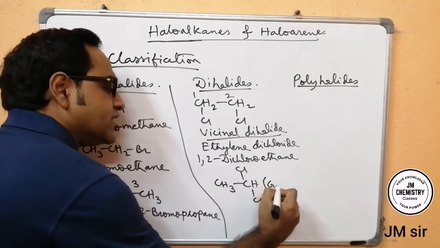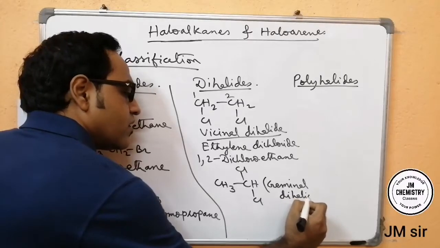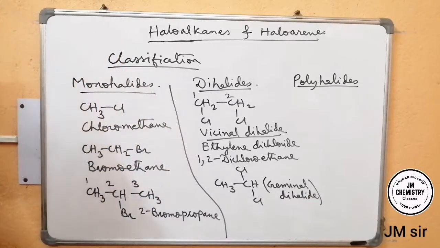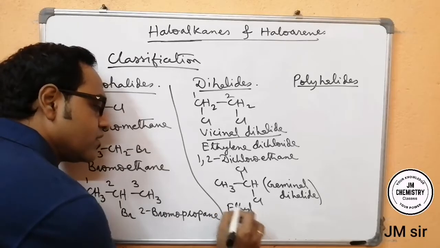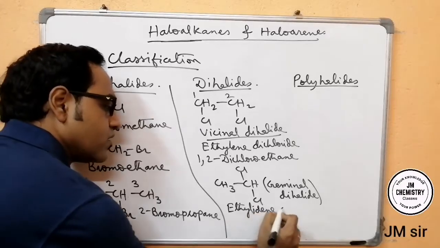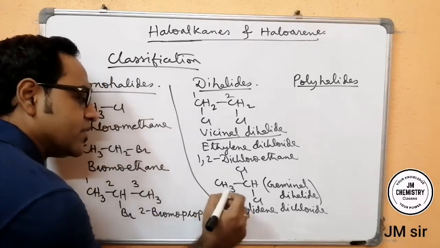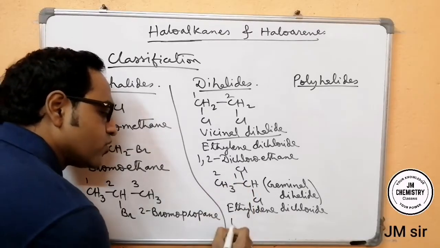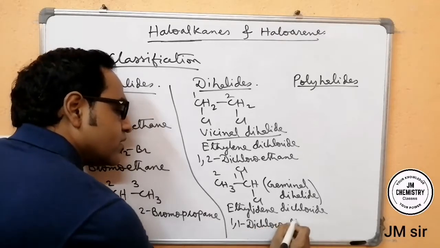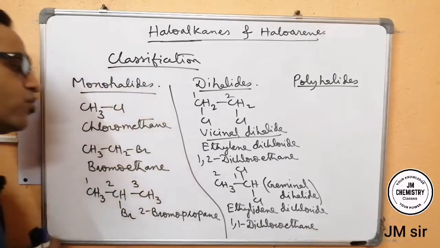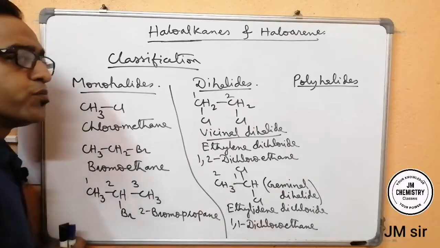Now if the halogens are on the same carbon, then we call it geminal dihalides. The common name is ethylidene dichloride. And the IUPAC name is 1, 1 dichloroethane. 1, 1 dichloroethane. Next, move on to polyhalides.